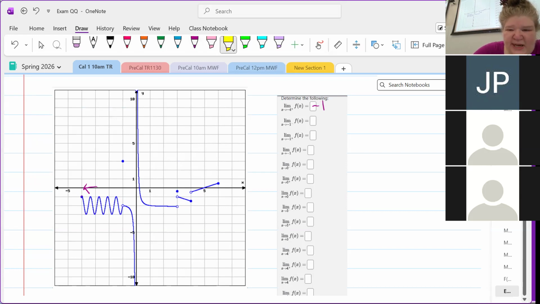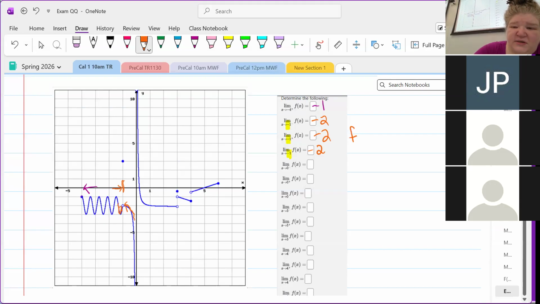All right, now I'm looking at -1 from the left and the right. So -1 from the left, that graph is approaching -2. From the right, the graph is also approaching -2. So since the left and the right are equal, the limit exists.